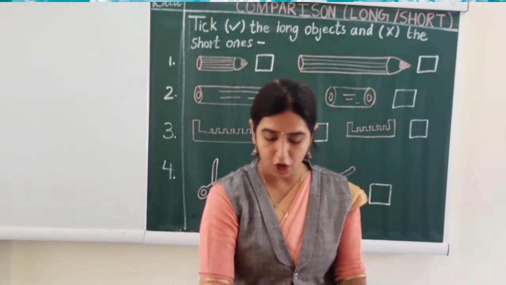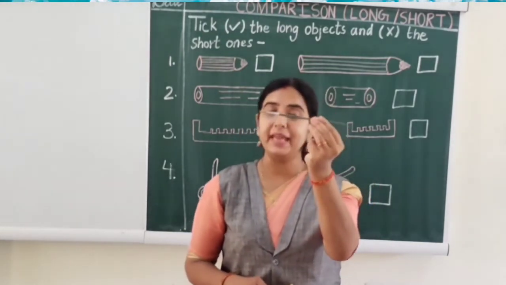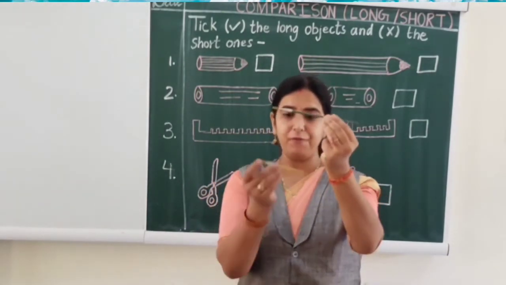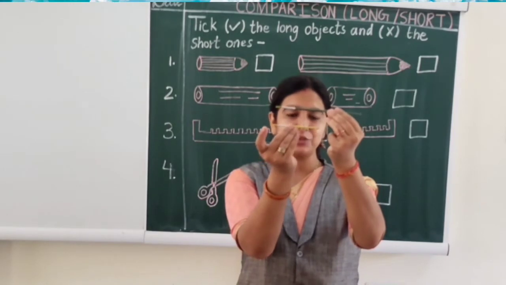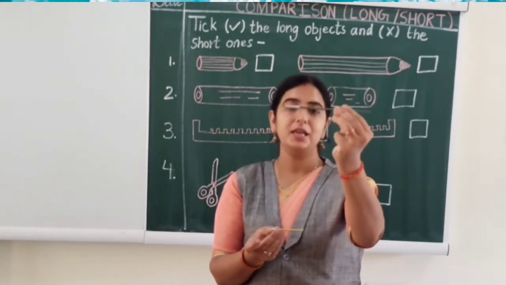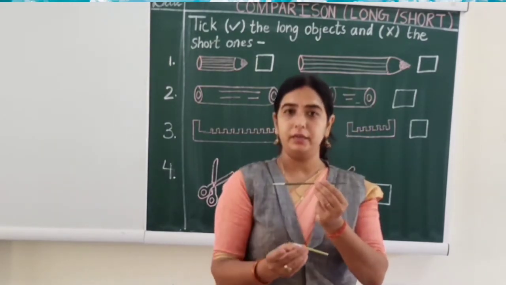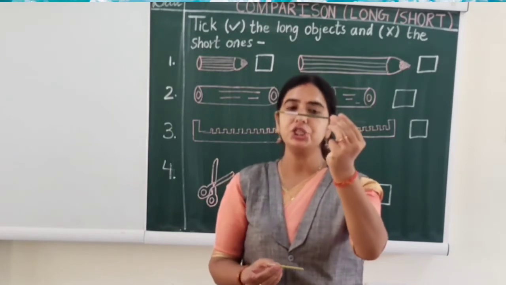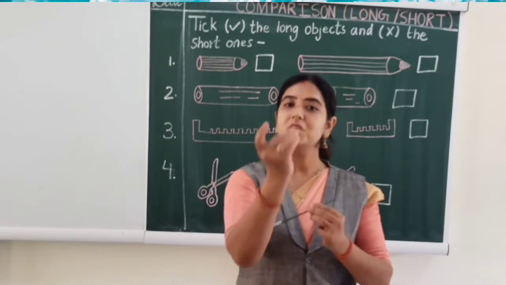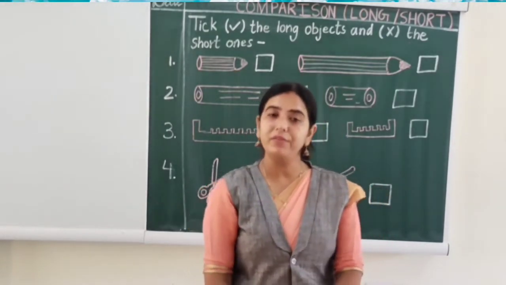Okay, now what is this? This is a painting brush. And if you see which one is long and which one is short, this green brush is long and this yellow one is short. So this is a long brush and this is short. Long and short.